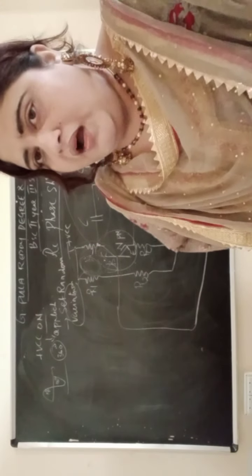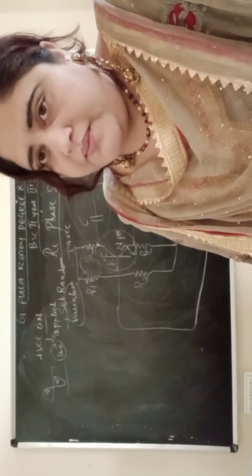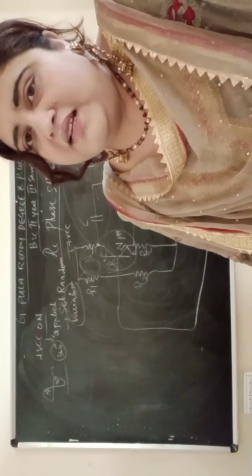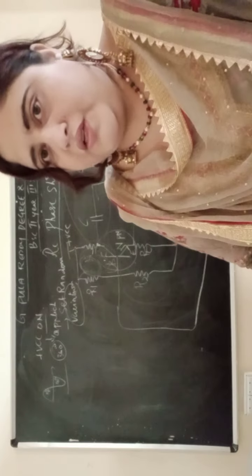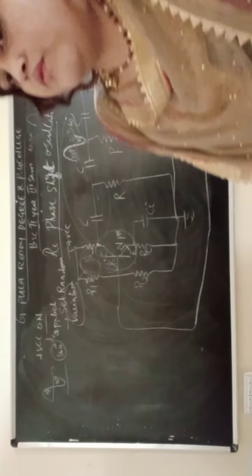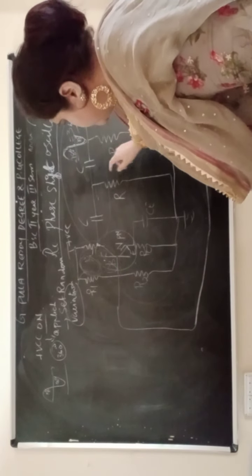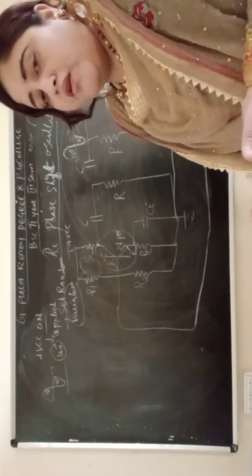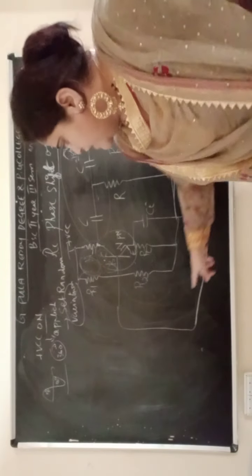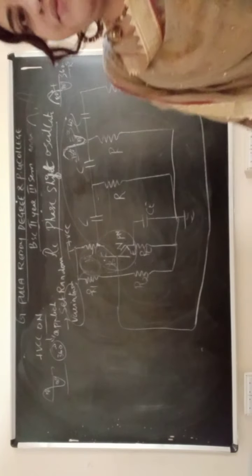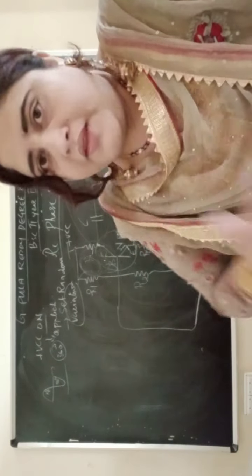Now, after amplification, it will pass to the feedback network. What is the feedback network? It consists of resistor and capacitor, which will provide 180 degrees of phase shift. It needs more 180 degrees of phase shift, so this feedback network will again pass the signal to the base, where the transistor will provide more 180 degrees of phase shift.